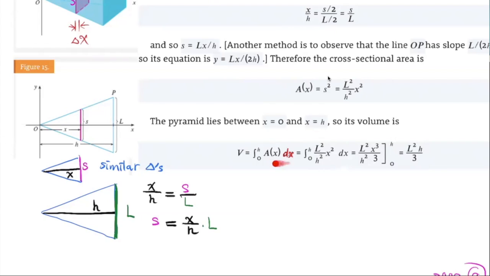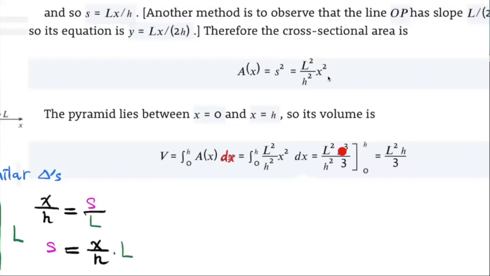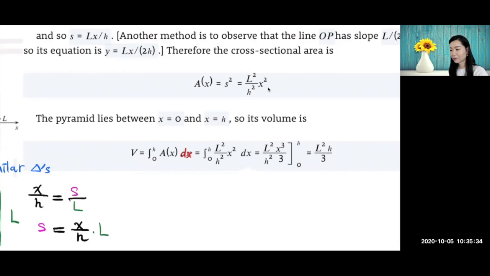So integrating this, notice that l squared over h squared is a constant multiple of this x squared, so you can bring it in front of this integral. The antiderivative of x squared here is x cubed over 3. X goes from 0 to h. So substituting here, we get l squared times h divided by 3. So this is the volume for the pyramid that we talked about.